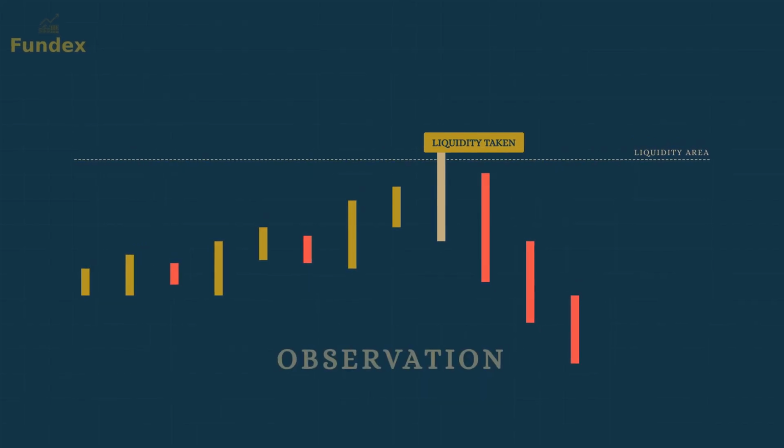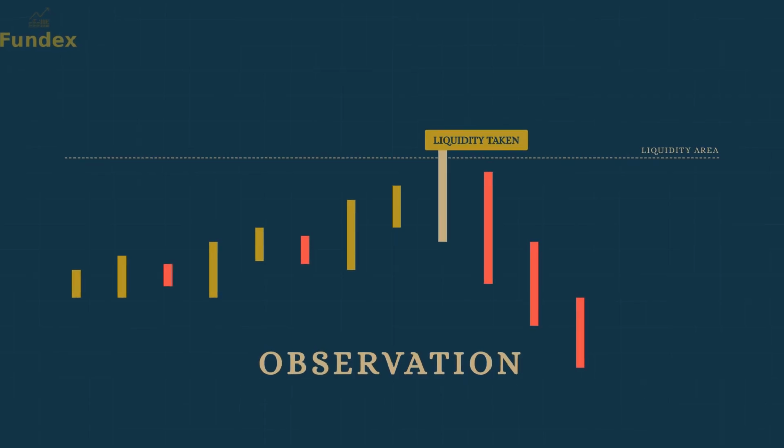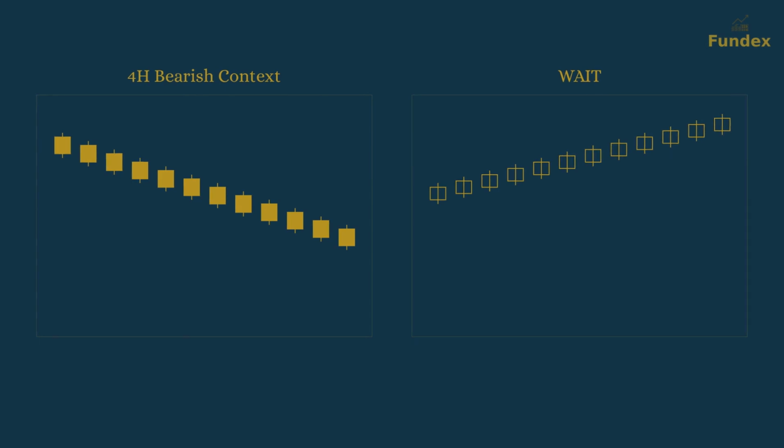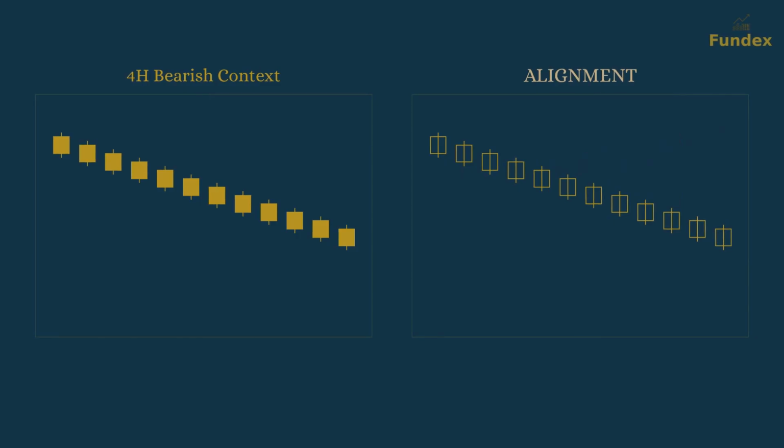This is where I move from prediction to observation. I am not saying price must reverse here. I am saying if price takes liquidity here, what confirmation appears next? Now I move to the 1-hour chart, and this is my main confirmation time frame. I am looking for the 1-hour chart to start telling the same story as the 4-hour chart. This is what I call time frame alignment.